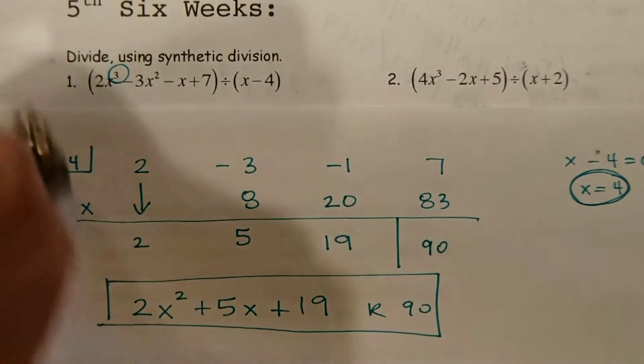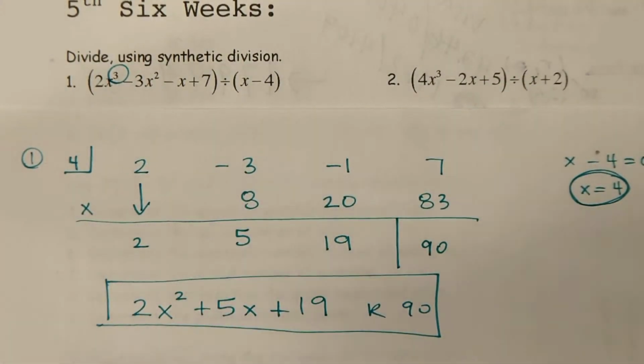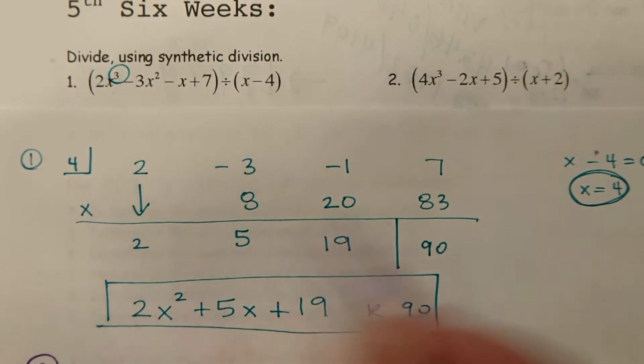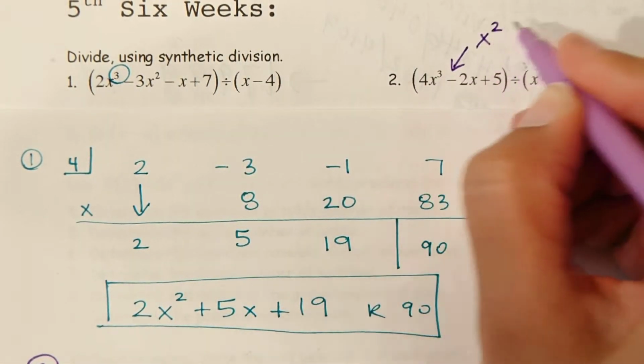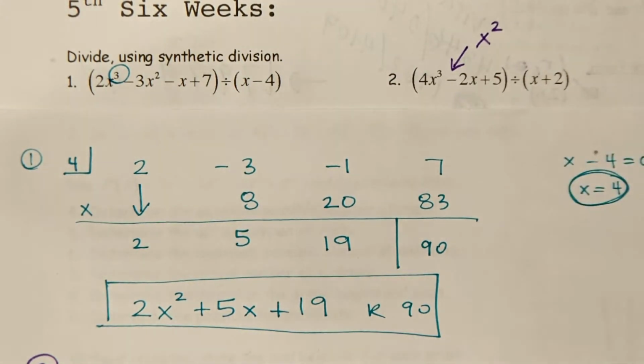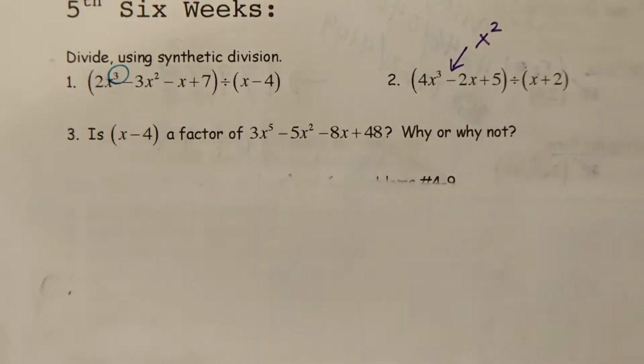Okay, now number 2, we have 4x cubed minus 2x plus 5. Now if you notice here, the x squared term is missing, so we have to account for that. So let's flip this over, and we're going to do 4. We're going to put a 0 in because this is x cubed.